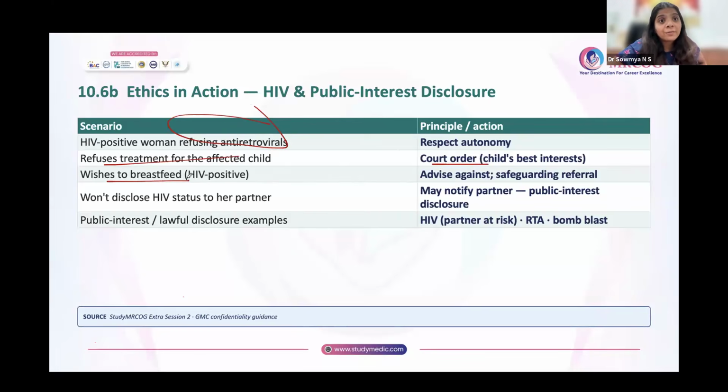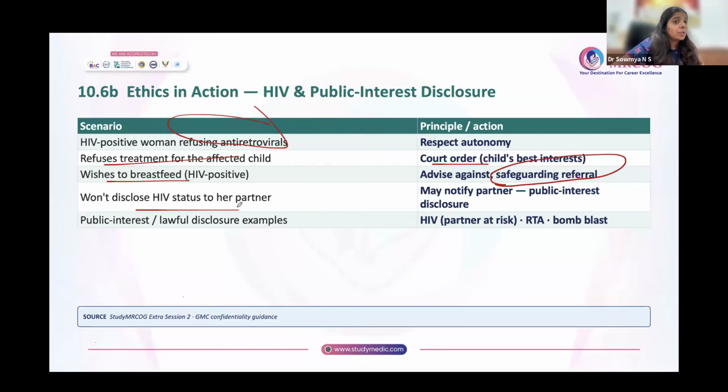She wishes to breastfeed, however, the viral load is too high. You advise against, and probably it means the child would be separated from the mother. That is what you do, because if the mother understands the risk, and probably because of her scenario she doesn't want the child to miss out, then it is not like a pregnant woman who is refusing antiretrovirals, right? Because the child is born and is an individual in its own right.